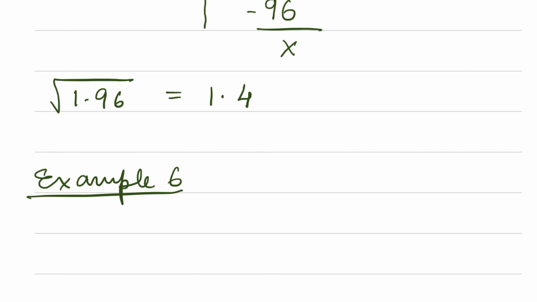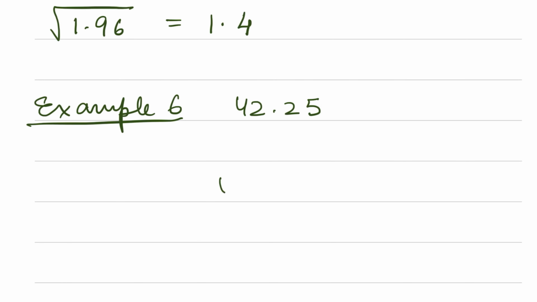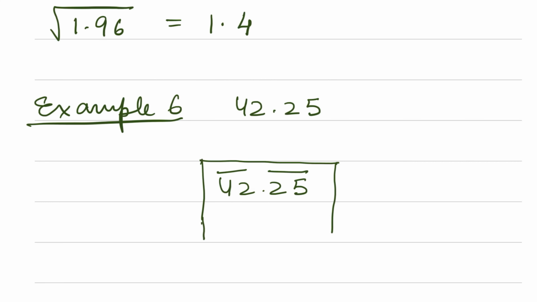Example 6. So let's take 42.25. So I have to find out the square root of 42.25. Let's make pairs. So before the decimal point from the right hand side, after the decimal point from the left hand side. Then we have to start dividing. So I have to think of a number which multiplied by itself should be less than or equal to 42 now. So 6 times 6 will give me 36. Subtracting, I get 6 here.